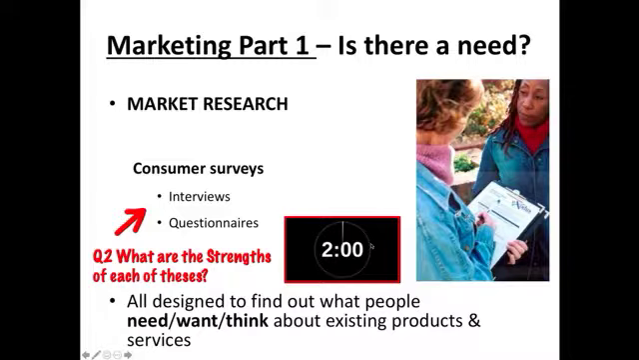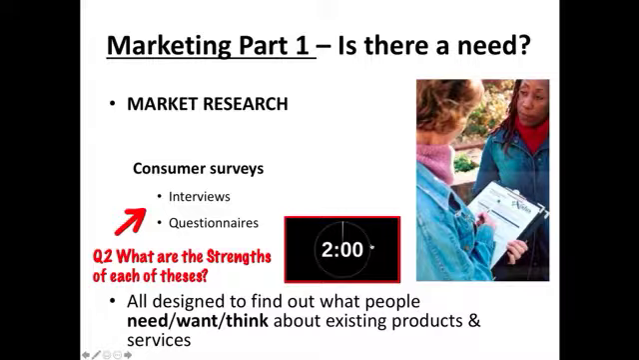So the first part of marketing is to determine if there is a need for your actual product. And companies do this using market research. And the most popular forms of market research are consumer surveys, and this might be in the form of an interview or a questionnaire. An interview is a sort of face-to-face meeting where you actually talk back and forth with an individual or a small group.